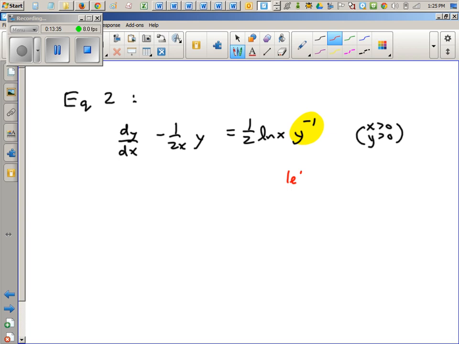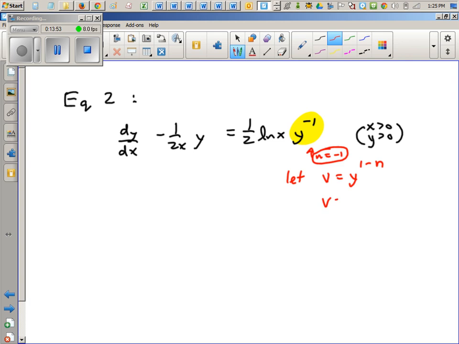So we're going to let v equal y to the 1 minus n. This is what Bernoulli said. You always use this same exact thing. But what's n for this problem? n is -1 for this problem. Very important that you identify n properly.